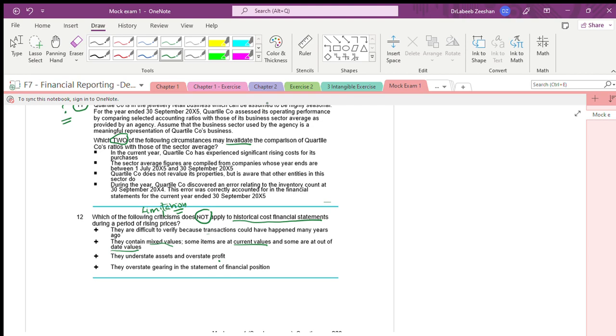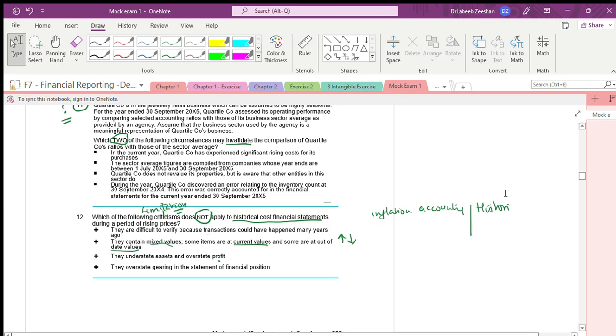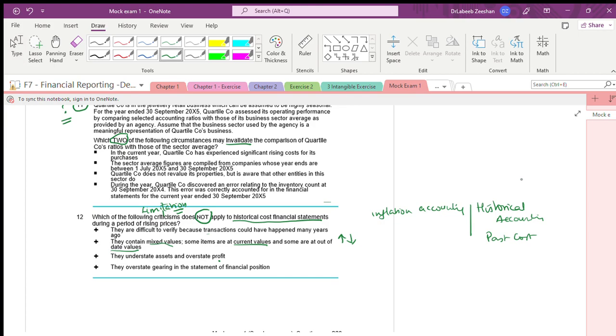They contain mixed values. It applies, is it right? It means what happens if the prices are increasing, prices are decreasing. First, a little bit we have to understand what is inflation accounting and what is historical accounting. This is the base. In historical accounting, it is the past cost, whereas inflation accounting is the rising prices.